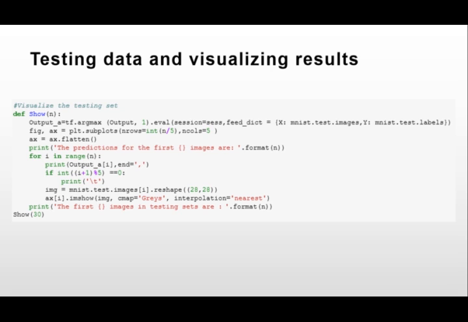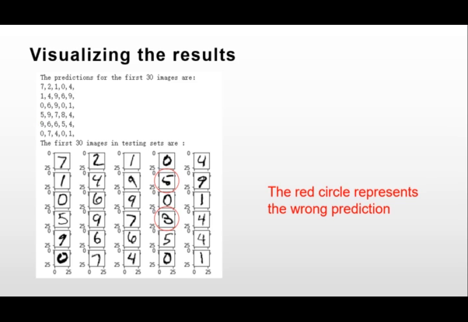After training the model, I try to test it and visualize the prediction results. I define a show function to get the first N predictions using the testing sets. And here are the results, where I show the first 30 predictions and the first 30 images in the testing sets. As you can see, the result is good, but there are still some errors in the predictions in the red circle.